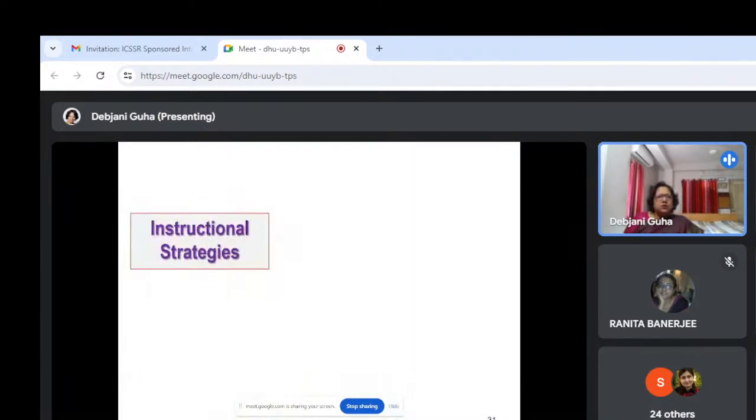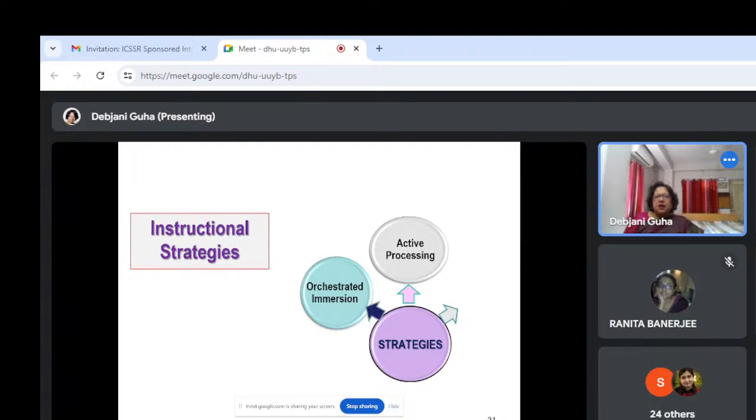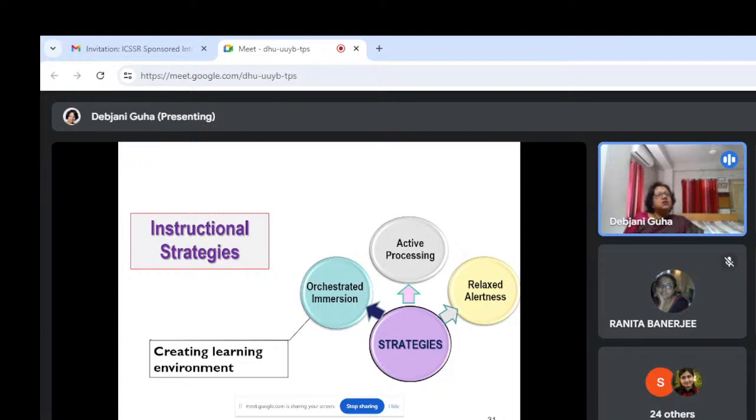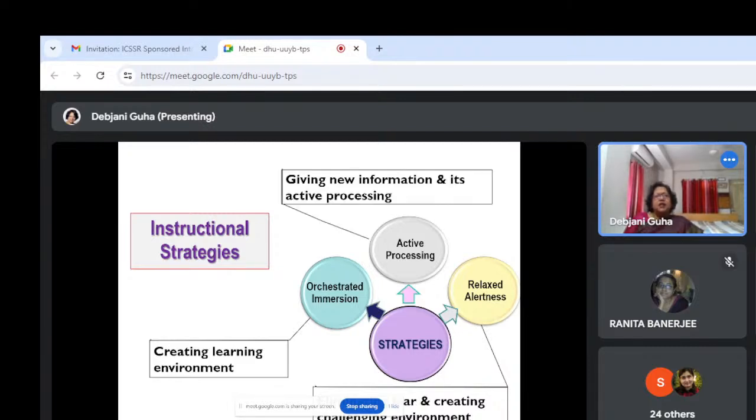And now, the instructional strategies are like this. Three types of processing: active processing, orchestrated immersion, and relaxed alertness. What is orchestrated immersion? That is nothing but creating a learning environment. This is one strategy of giving instruction to the learners. Another is relaxed alertness, that means eliminating fear from the learning environment and creating a challenging environment for the learners. And active processing is giving new information and monitoring it.